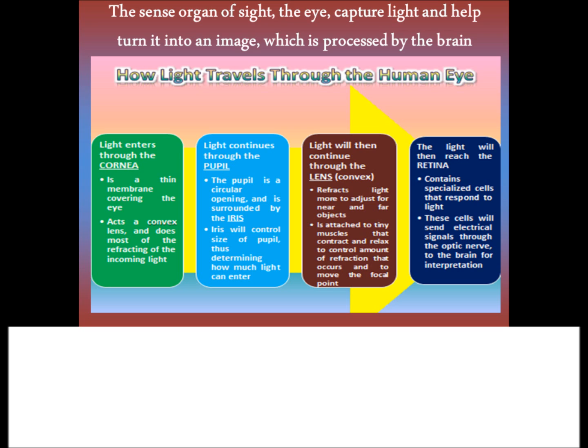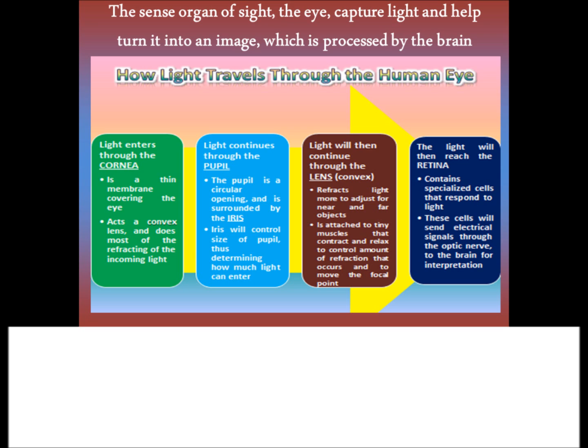After this point, the third step is that the light is then going to pass through the lens, and this is also another convex lens. So the lens is going to further refract the light, and this is going to help to adjust for near and far objects. Now the lens is also attached to tiny muscles on either end, and this basically helps to contract or relax the lens so that the amount of refraction can be controlled in order to allow the image to be focused exactly on the retina.